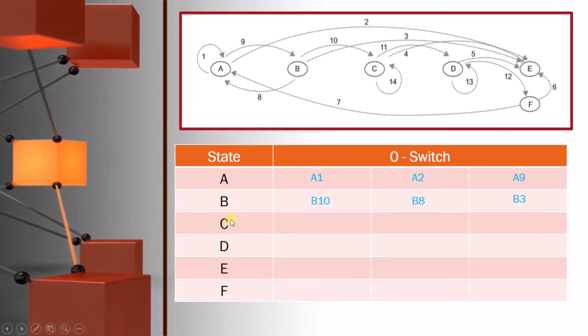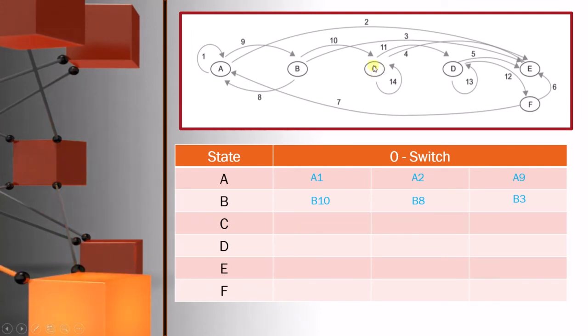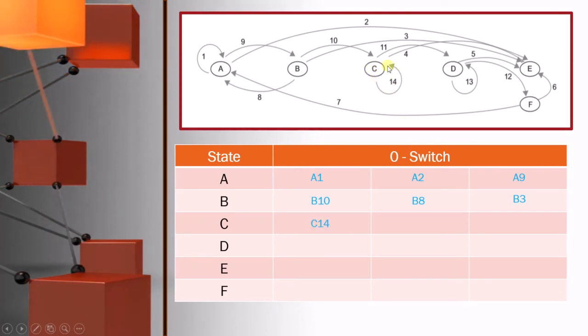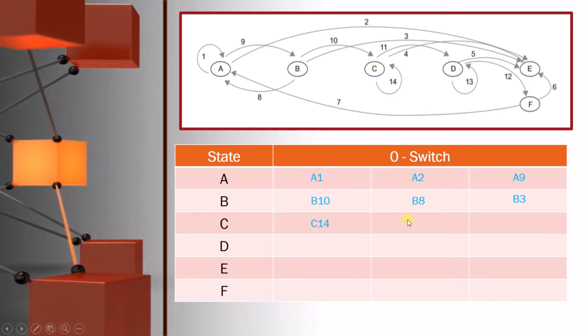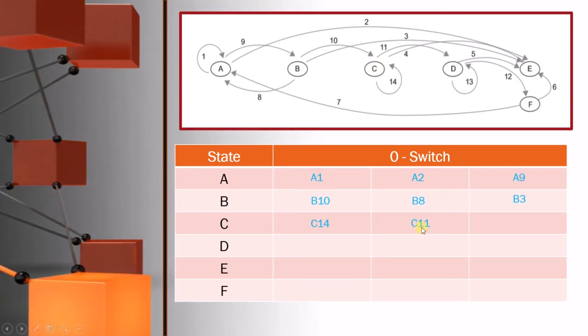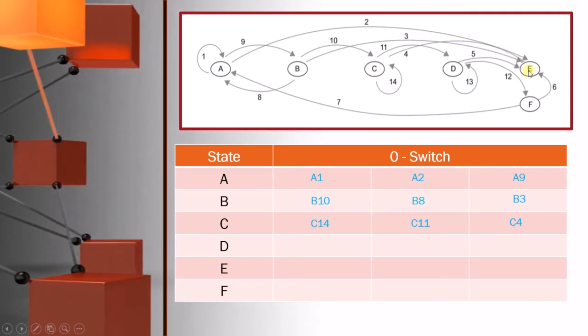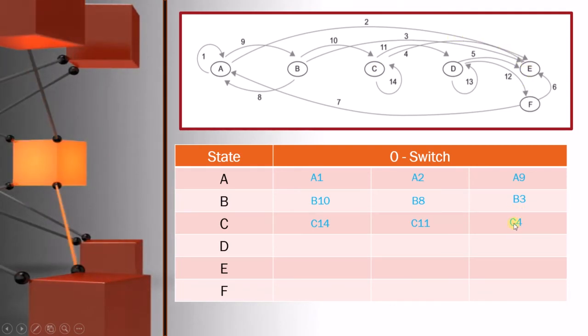Now moving towards state C. So first analyze. This is state C. From C you can see this is 1 transition, 2 transitions, 3 transitions, totally 3 transitions. So 3 zero switches you are going to get. The first one is C14. C14 is nothing but you are starting from C and ending at C itself. The next one is C11. So you have C here. 11 means you will reach D. So this is also one transition. And the last one is C4. With C4 you can reach E. So this is also one more transition.